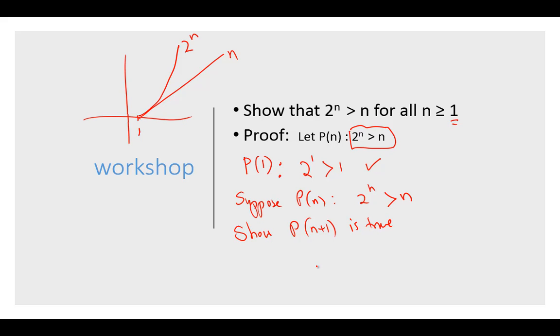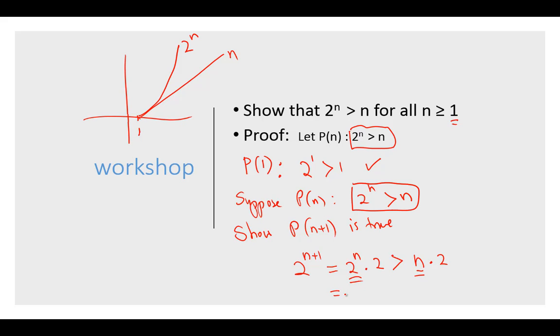So how do we show that? Let's suppose that we write P(n+1) means 2^(n+1) > n+1. We know 2^(n+1) is equal to 2^n times 2. And from the induction assumption, or hypothesis, we know that 2^n is greater than n, so therefore this has to be greater than n times 2, because 2^n is greater than n.